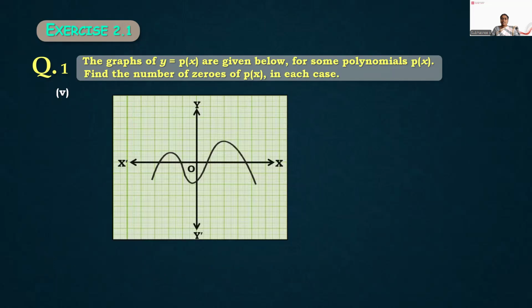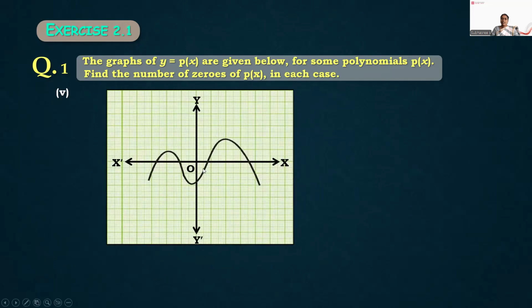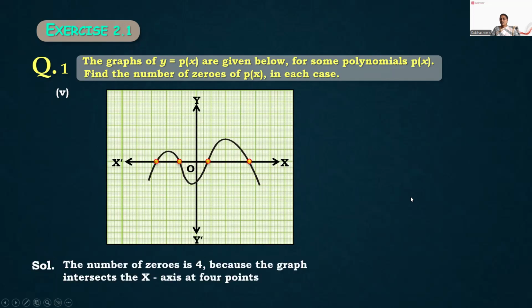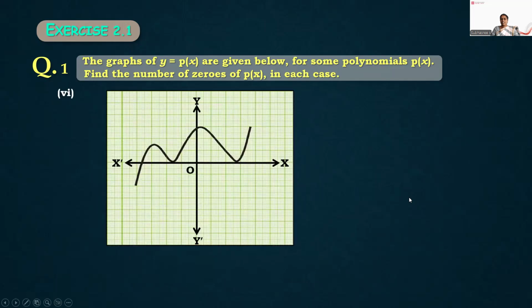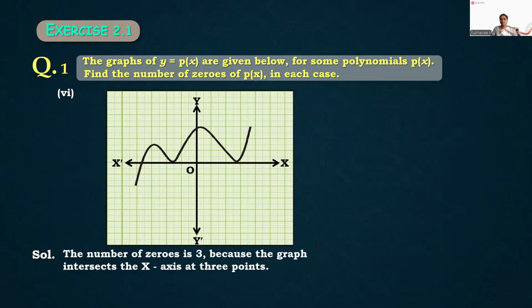Okay, last one. See here, 1, 2, 3, 4. How many points it is intersecting? 4. So the number of zeros is 4. What about this one? Can anybody? Yeah, you are correct. How much? I didn't get you properly. Tell me. Yeah, 3. 3 is the correct answer. Very good.